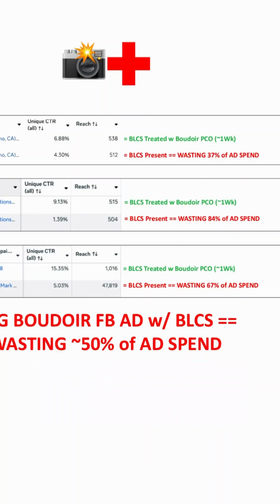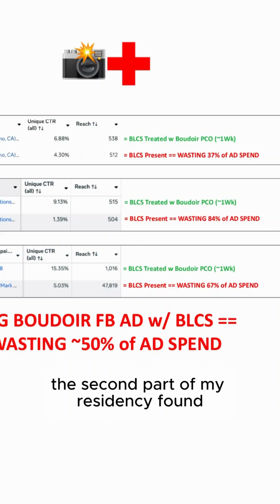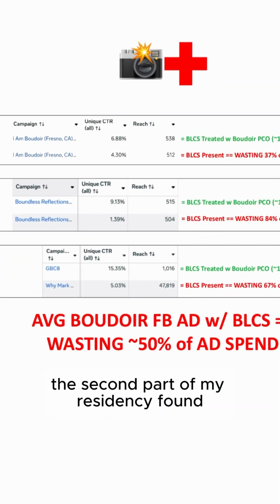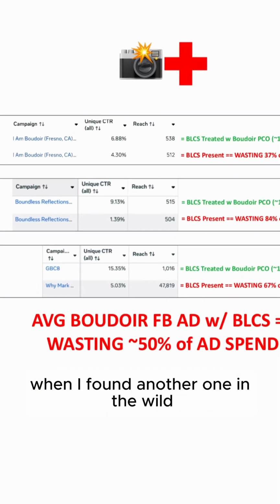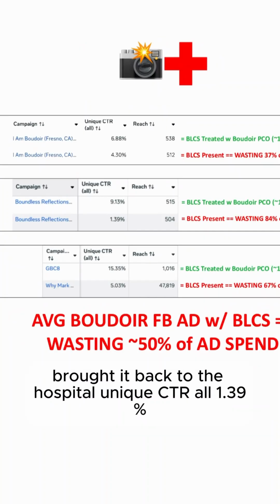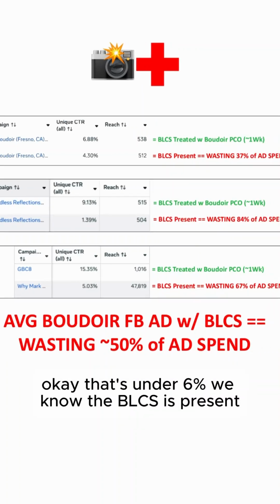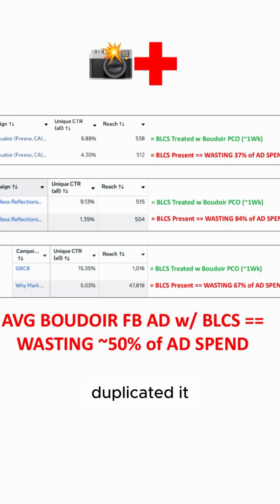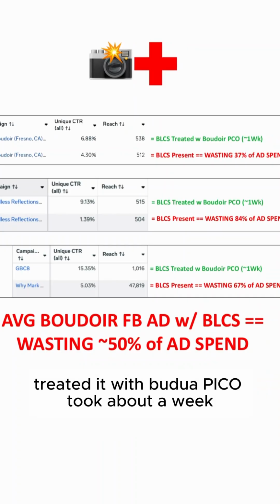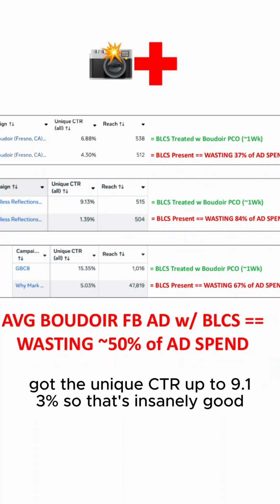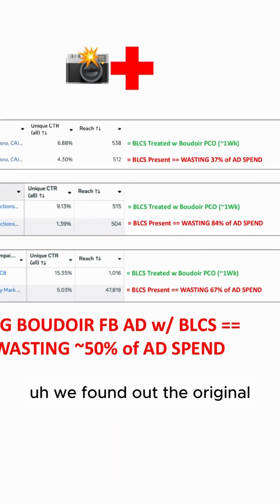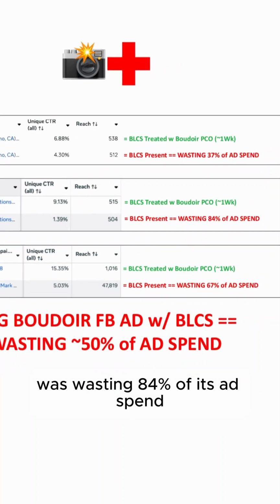Now, the second part of my residency, I found another Boudoir Facebook ad in the wild, brought it back to the hospital. Unique CTR, 1.39%. Okay, that's under 6%. We know that BLCS is present. Duplicated it, treated it with Boudoir Pico, took about a week, got the unique CTR up to 9.13%. So that's insanely good. We found out the original was wasting 84% of its ad spend.